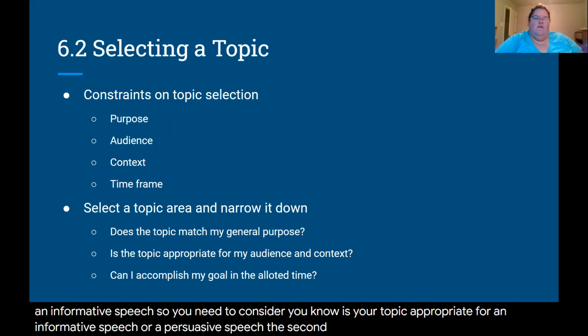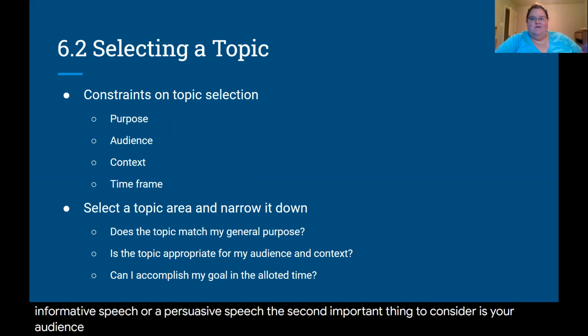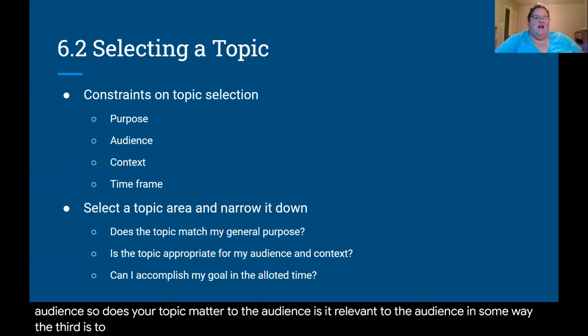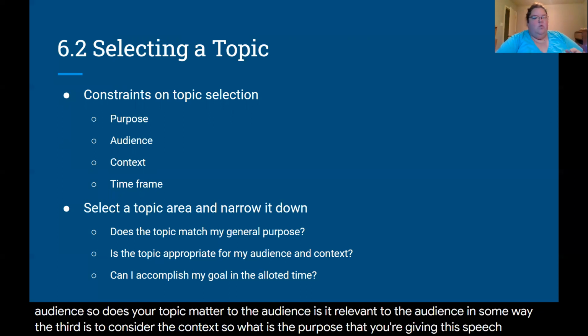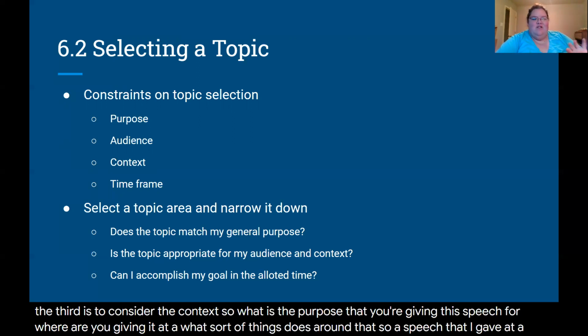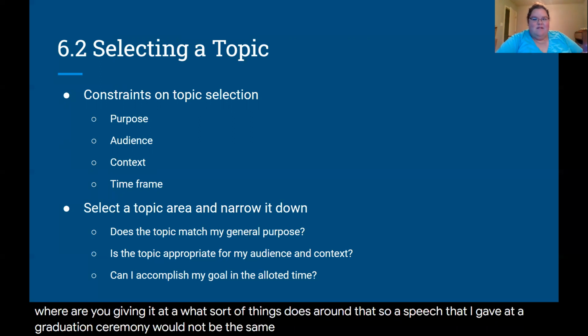The second important thing to consider is your audience. Does your topic matter to the audience? Is it relevant to the audience in some way? The third is to consider the context. What is the purpose that you're giving this speech for? Where are you giving it? What sort of things surround that? A speech that I gave at a graduation ceremony would not be the same type of speech that I gave at a town hall meeting.